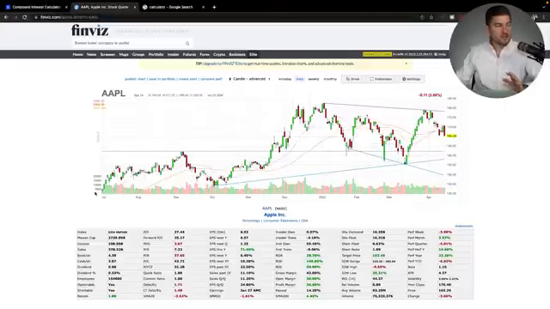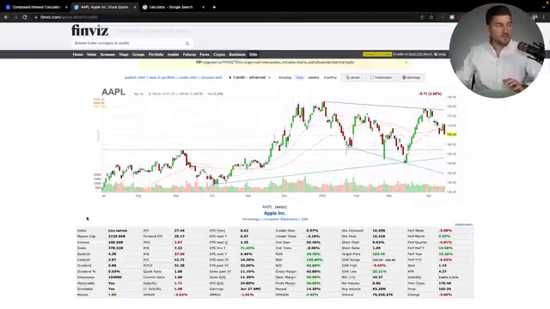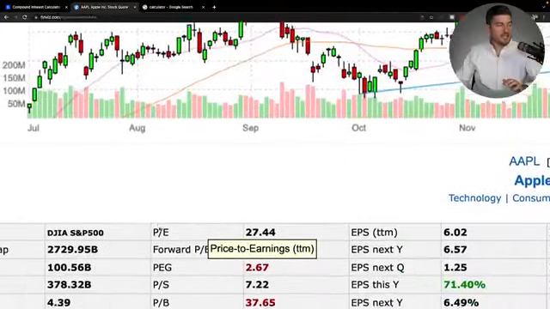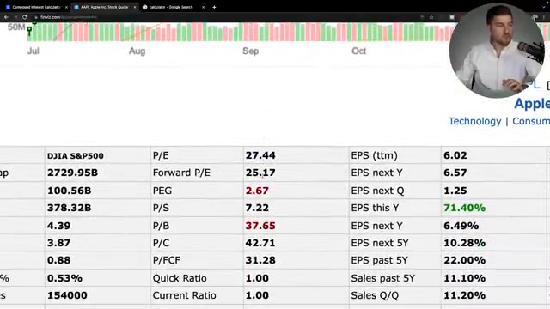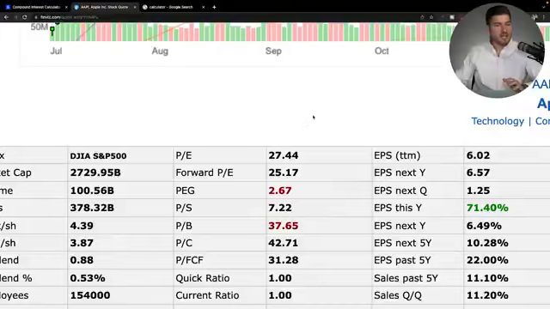But remember, right now we're just trying to figure out the PE ratio, okay? So right now we can see the answer to this question is that Apple's PE ratio is 27.44. So how did we come up with that? This is market value per share divided by earnings per share.